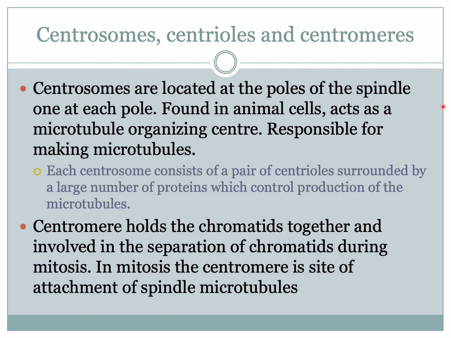Okay, centrosomes, centrioles, and centromeres. These are 3 vocab words that we need to make sure that we keep straight. Centrosomes are located at the poles of the spindles, one at each pole. They're found in animal cells, and they act as microtubule organizing centers. Each centrosome consists of a pair of centrioles surrounded by a large number of proteins, which control the production of microtubules.